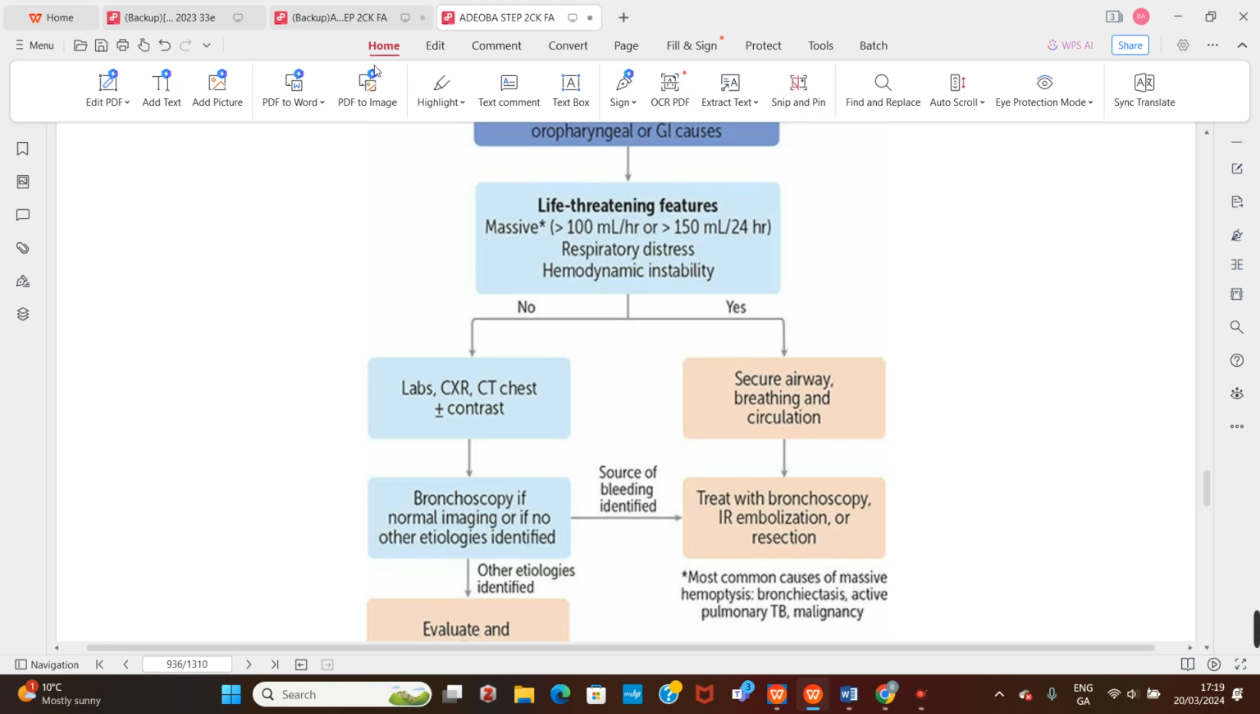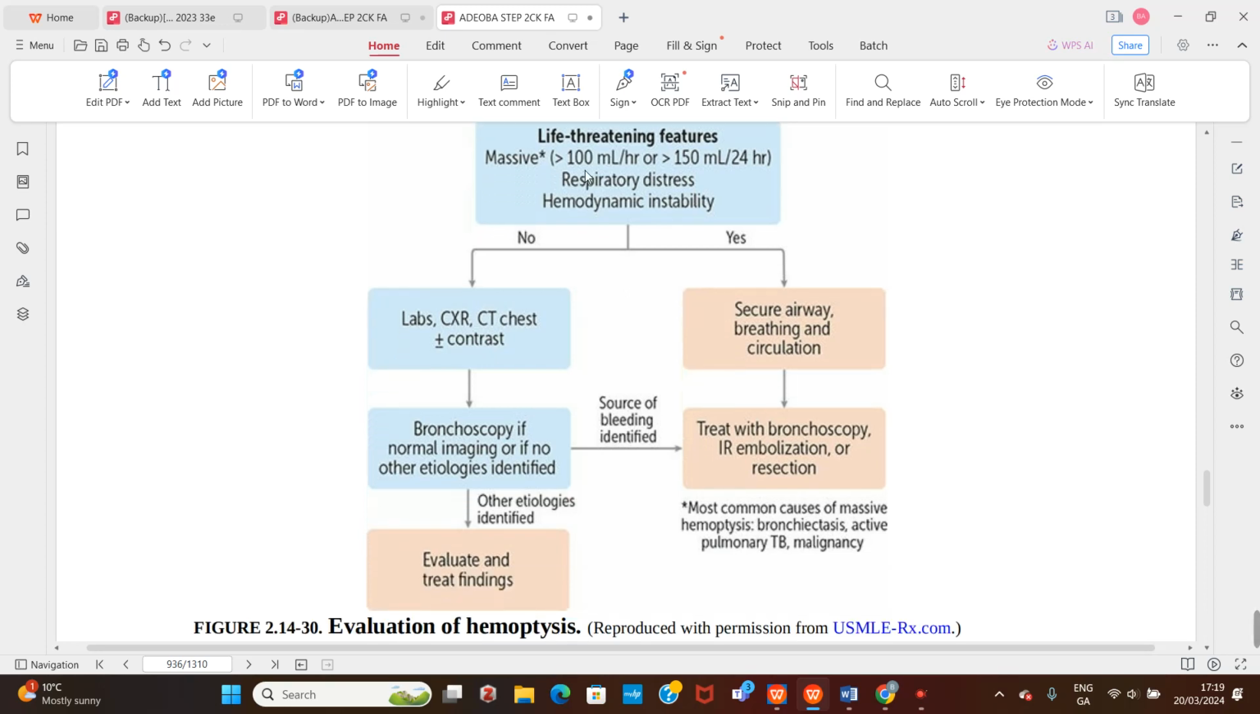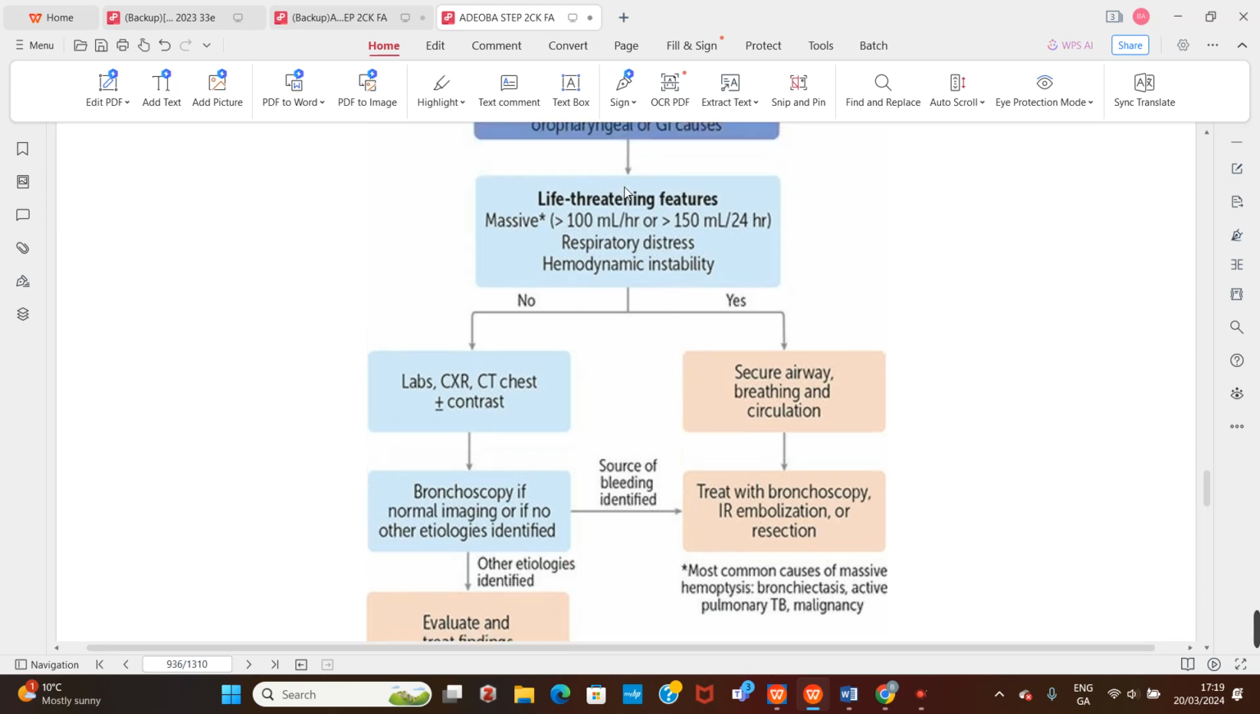So I just want to break down this stuff first before we go back up and see the investigation we are going to do. If none of these is present, if there's no massive bleeding, no hemorrhagic distress, no hemodynamic instability, then you can now do your labs to look out for whatever is causing this. You want to do your grouping and cross matching, your CBC, and your coagulation studies to see if there's any systemic cause of bleeding.